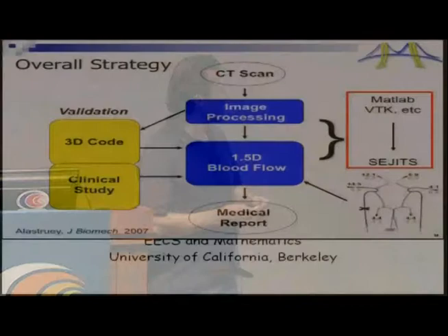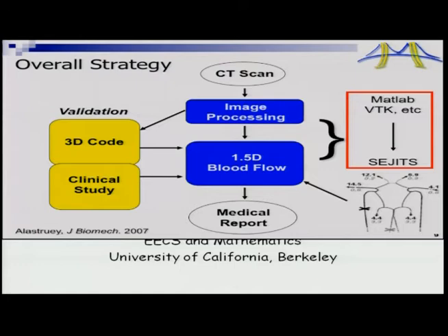There are two components to that: the image processing and the actual blood flow simulation. The idea is that we start with a CT scan, do the image processing in here, and then out comes the medical report. Our strategy for developing the technology is to do everything first in MATLAB and pre-existing code like VTK, and then convert it ultimately into some parallelized version.